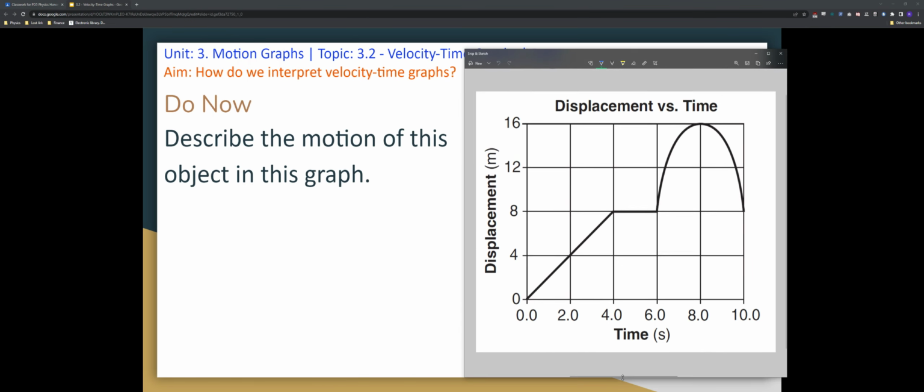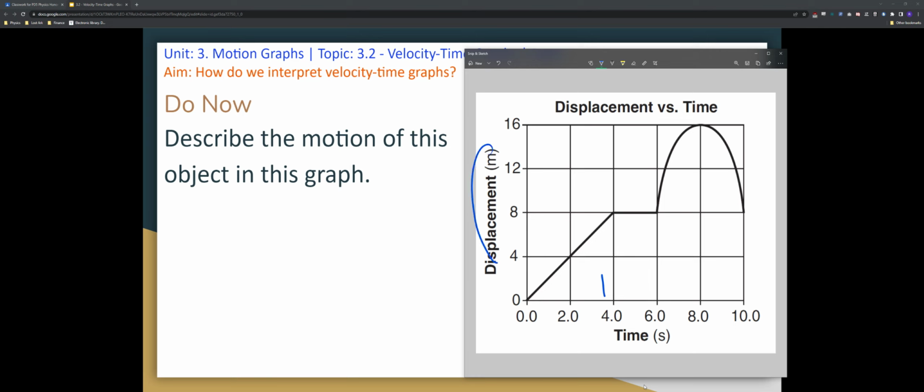So for the first 4 seconds, again, this is a position time graph and displacement versus time, which is essentially position versus time. I'm going from a position of 0 meters at 0 seconds, and at 4 seconds, I'm then at a position of 8 meters.